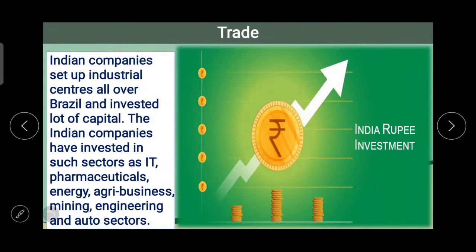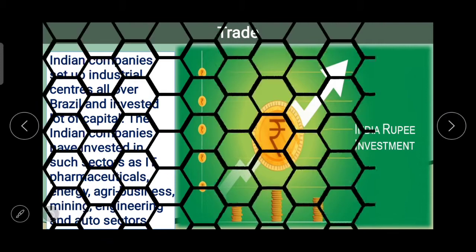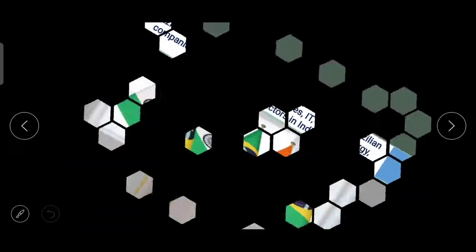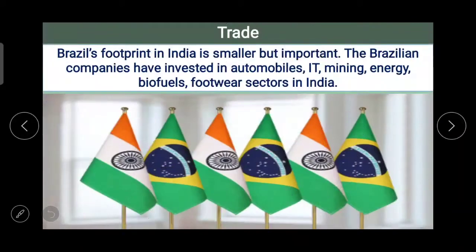Indian companies set up industrial centers all over Brazil and invested a lot of capital there in Brazil. The Indian companies have invested in such sectors as IT, pharmaceuticals, energy, agribusiness, mining, engineering and also in auto sectors. Now what about Brazil in India? Brazil's footprint in India is smaller but important. The Brazilian companies have invested in automobiles, IT, mining, energy, biofuels, footwear sectors in India.